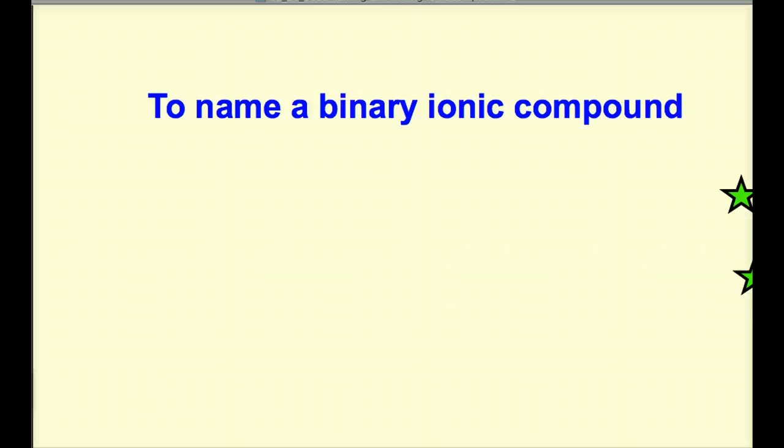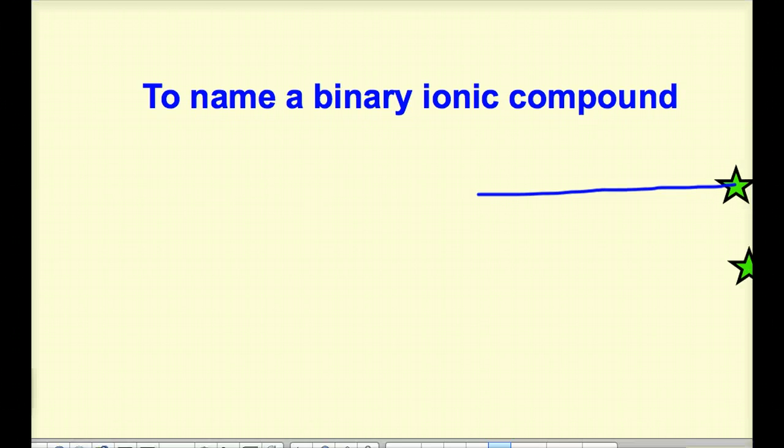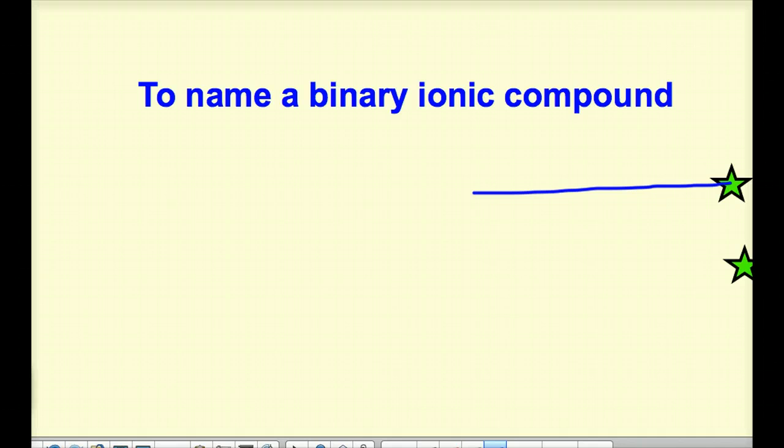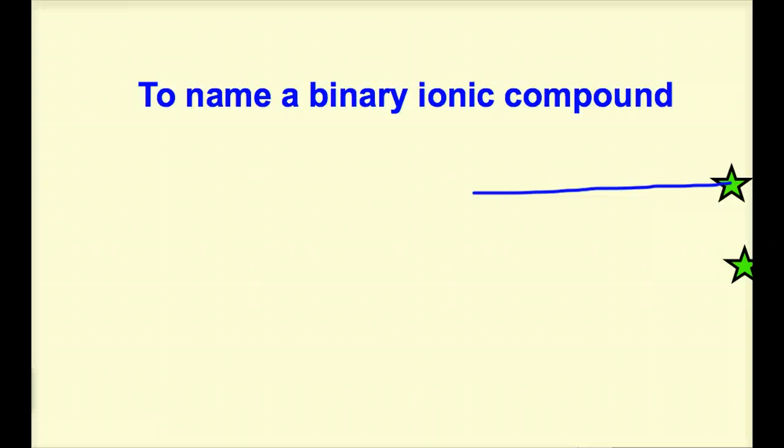So, there are two rules in naming a binary ionic compound. And go ahead and write this in on your note sheet. Oh, sorry about that. Let me undo that. Let me make this bigger for us so that I can work on this. Sorry, so once again, there are two rules.